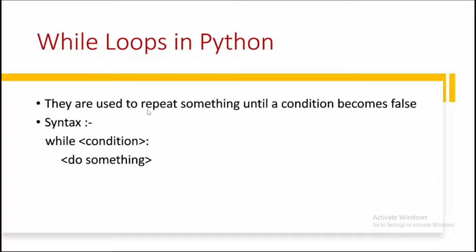Now let us learn about while loops. They are used to repeat something until a condition becomes false. The syntax is while, and you give the condition, and as long as this condition is true, it will do whatever is given here. After the condition is false, it will continue with whatever code is there after this.